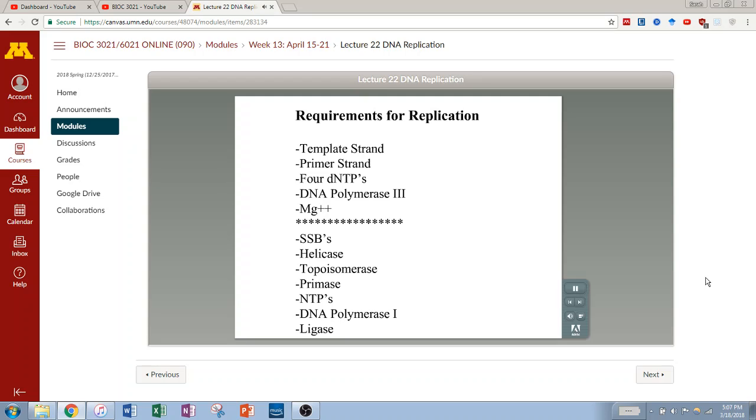The nucleotide triphosphates provide energy for the action of helicase and topoisomerase. The DNA polymerase I removes the RNA primer nucleotides from the lagging strand segments and replaces them with the appropriate deoxynucleotides. The ligase closes the gaps between segments of lagging strand DNA.